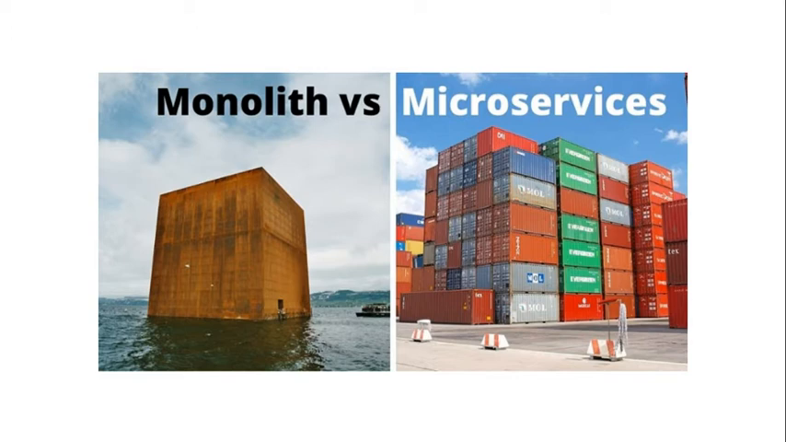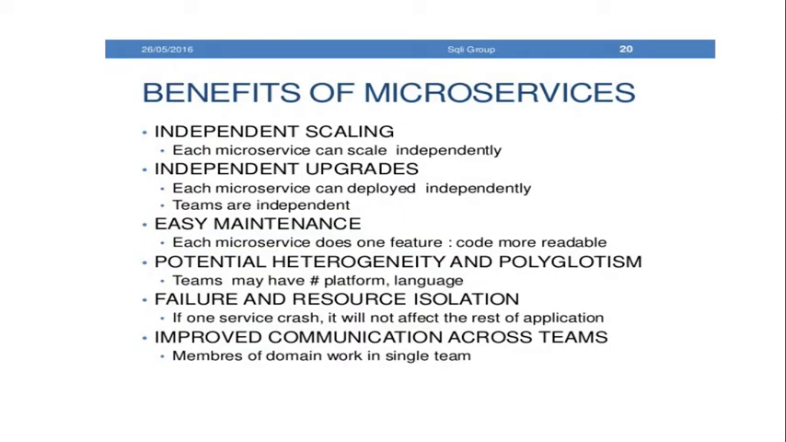You can see how it could be visualized in real life. On the left hand side, everything is a big bulk of structure, whereas in the microservice, everything is organized. All these features are packed into small containers, as you can see on the right hand side. So let's talk about what exactly the benefits are that we are getting out of it.